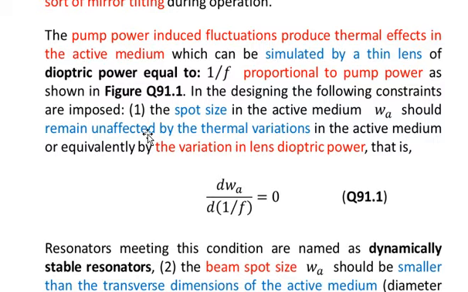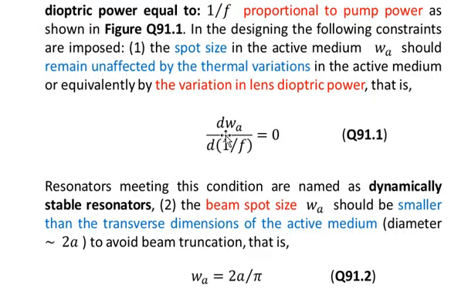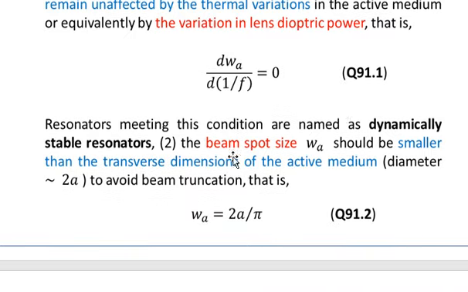So that point 1 can be addressed mathematically as the derivative of WA with respect to 1 over F, that is dWA over d of 1 over F is equal to 0. That is, we want to minimize the variation in the laser spot size WA with a change in the dioptric power of the lens, which is 1 over F. And this is equation number 1. Resonators meeting this condition are named dynamically stable resonators.